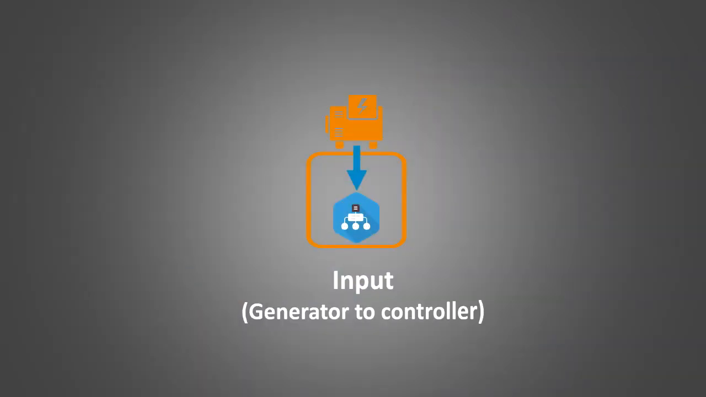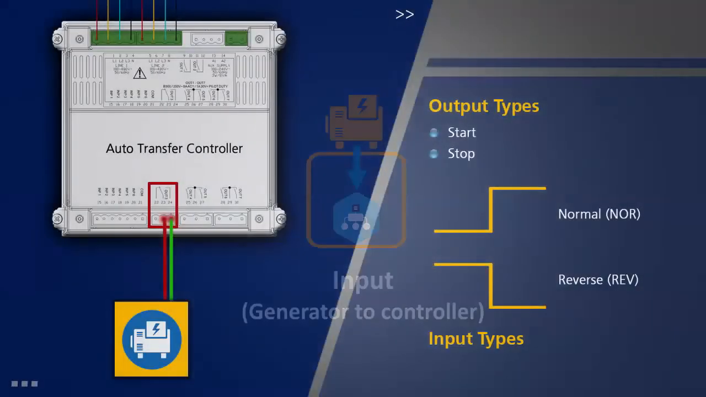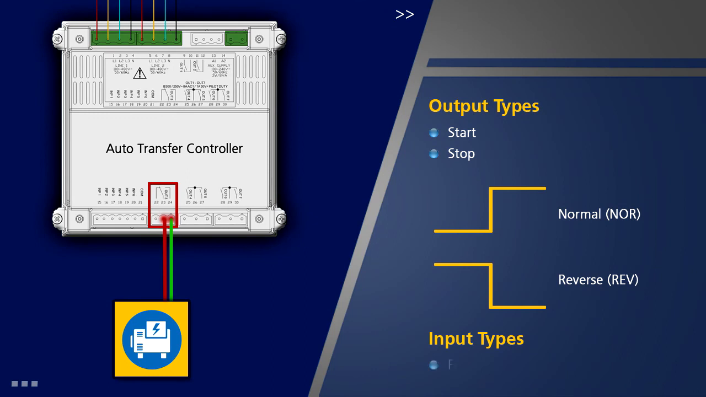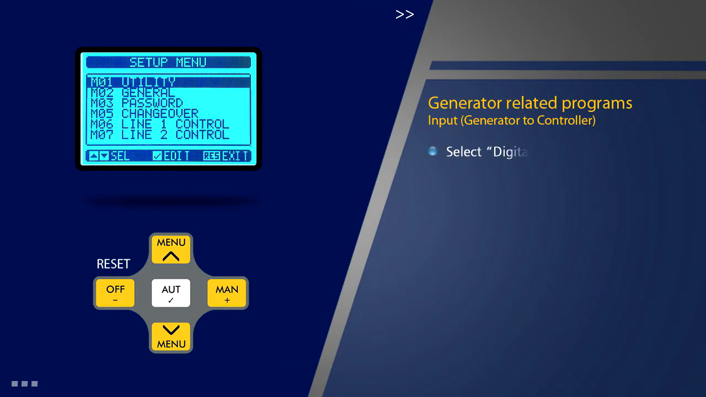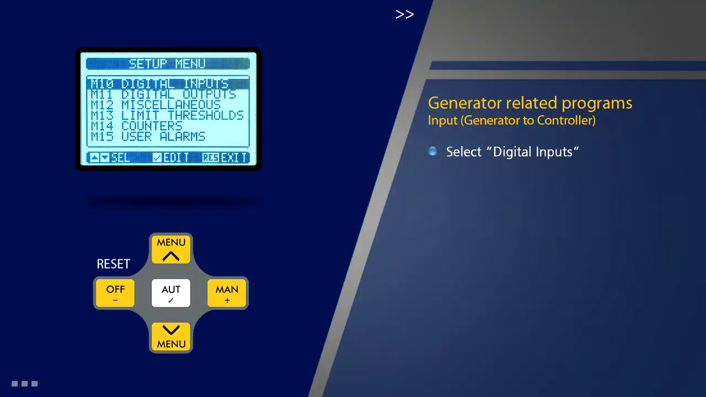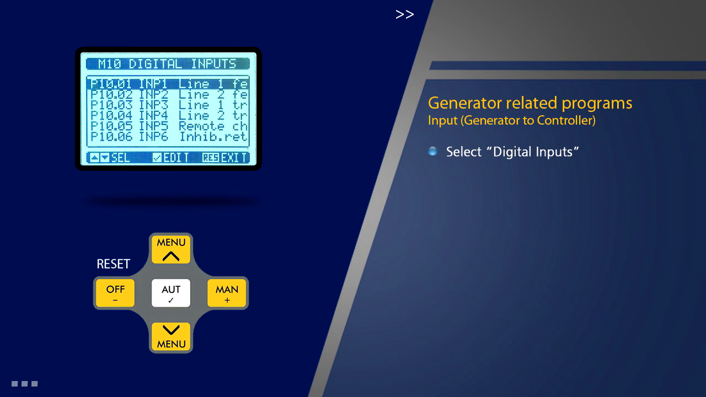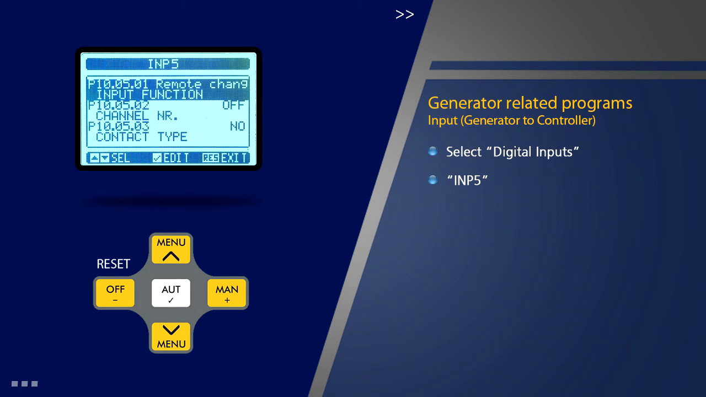Input, Generator to Controller. Feedback from generator is to be connected to terminal 19 of input 5 of the controller, and the same is to be programmed as follows. Select parameter 10, Digital Inputs on the Setup menu page and press OK. Now scroll to option 5, which is INP5 on this page and press OK.